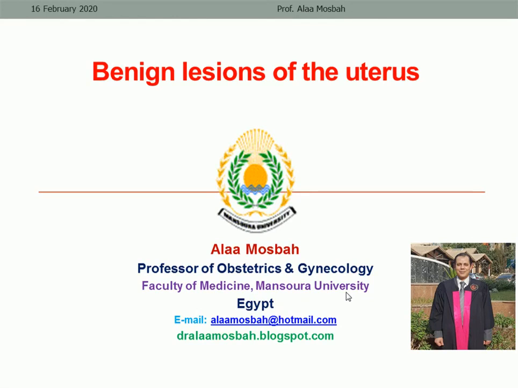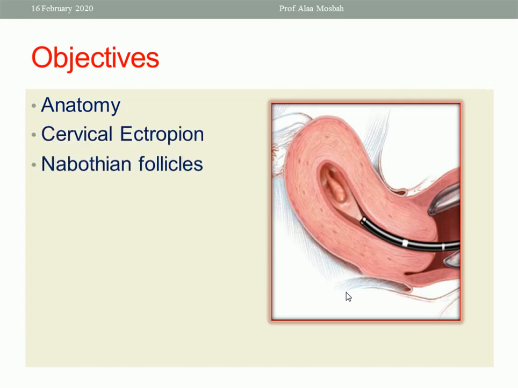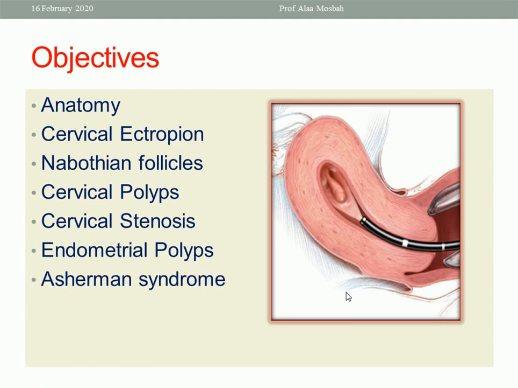My title today is Benign Lesions of the Uterus. So what we wanted to discuss today: the anatomy of the uterus and the cervix, cervical ectropion, nabothian follicles, cervical polyps, cervical stenosis, endometrial polyps, Asherman syndrome, adenomyosis.